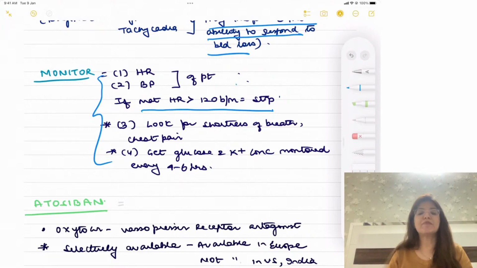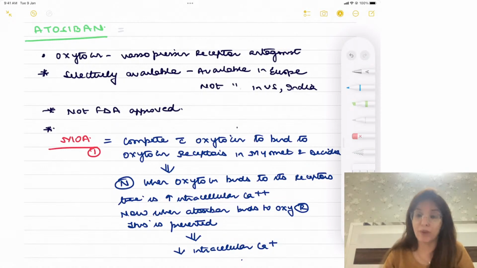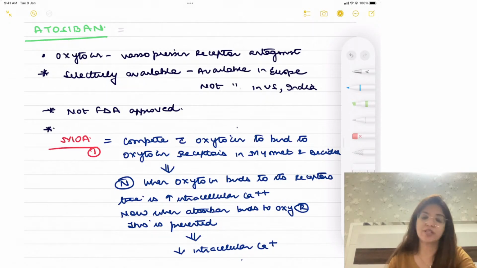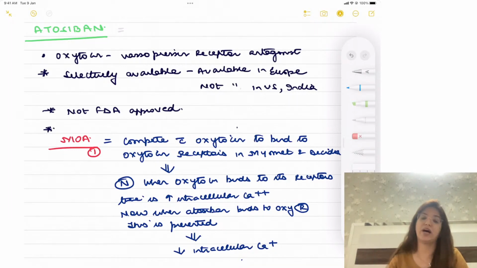Okay. Then comes atosiban. Atosiban generally, in India, it's not available, so we definitely are not using it. I'm just giving you a few important points on atosiban to complete the discussion. So what is atosiban? It's an oxytocin vasopressin antagonist. It is selectively available, so it's not available worldwide. In Europe, yes, it is available. In US, it is not available. In India, it is not available. And it is not FDA approved also.